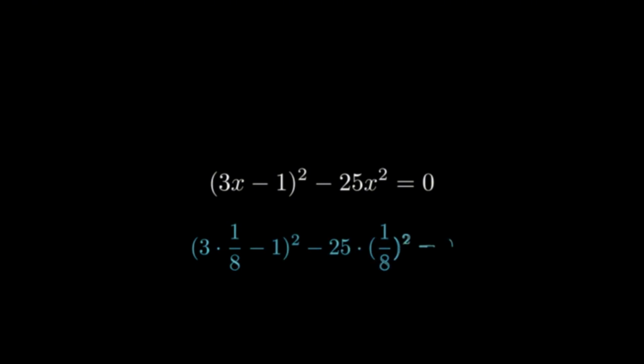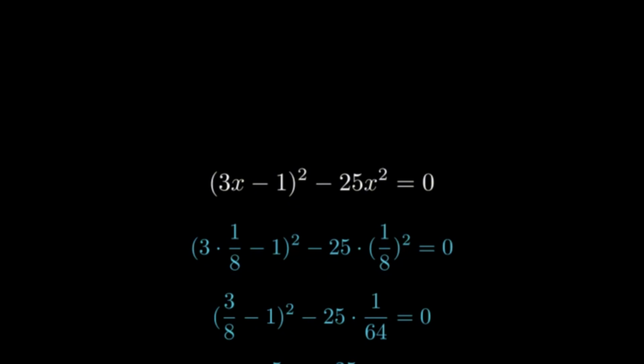This gives us the quantity 3 times 1/8 minus 1 squared minus 25 times the quantity 1/8 squared. Let's evaluate the first term. 3 times 1/8 equals 3/8. Then 3/8 minus 1 equals -5/8. For the second term, 1/8 squared equals 1/64. Now we have -5/8 squared minus 25 times 1/64.